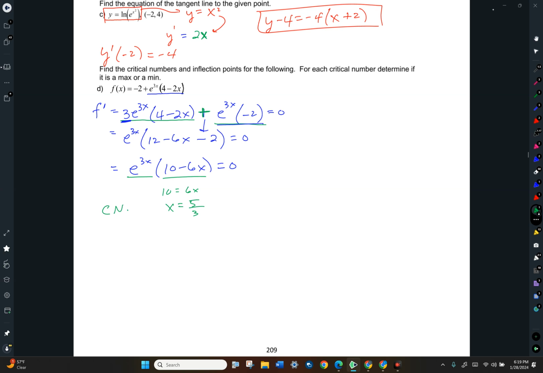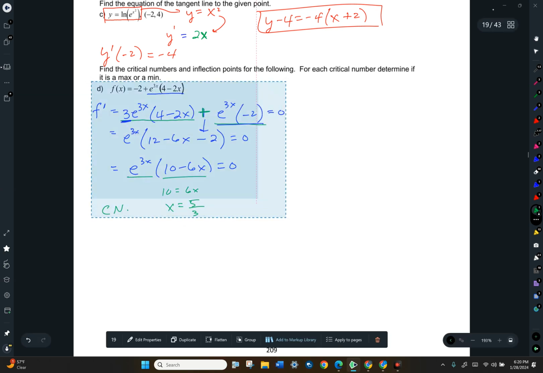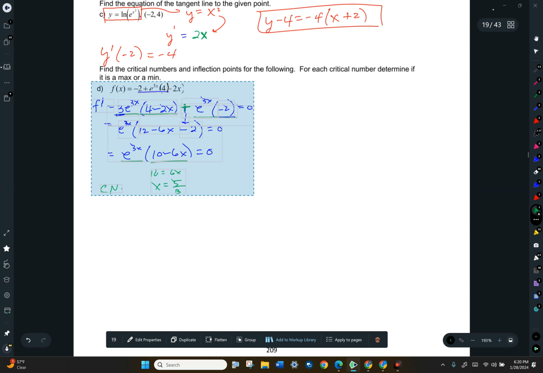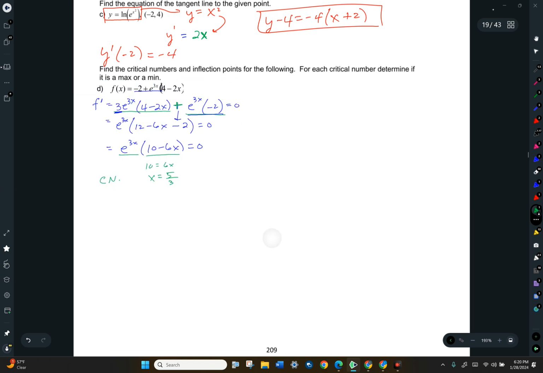They also said to find the inflection points. If I want to find the inflection points, that means I need to go to the second derivative. So I'll just do the stuff that they asked me, kind of in order here. So if I want to go to the second derivative, I think I'm going to look at this as my first derivative. So that's what I'll do my product rule on.